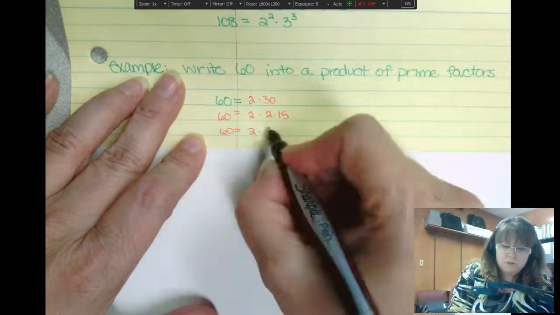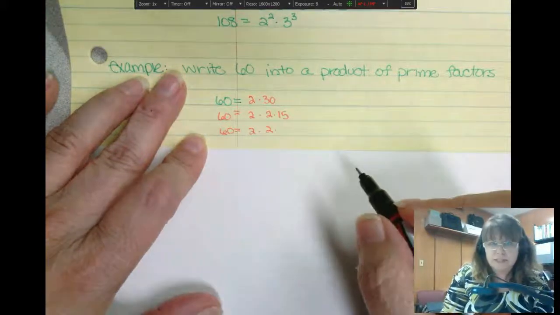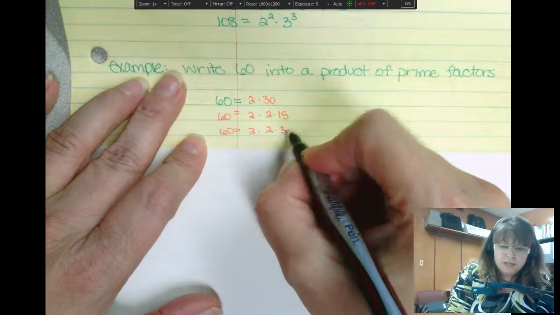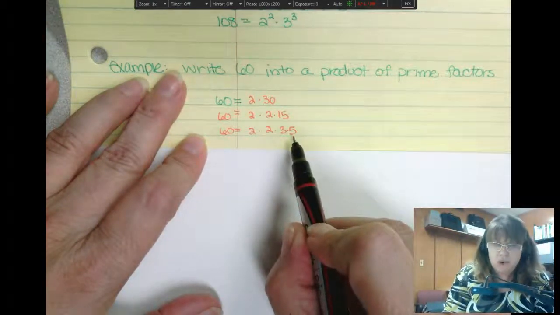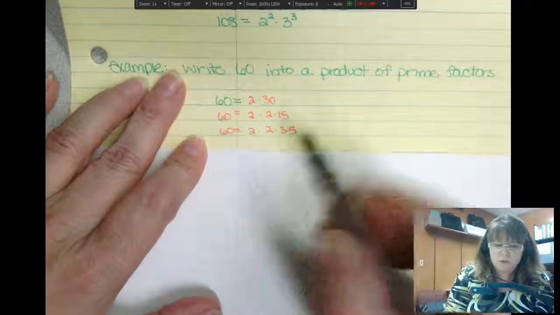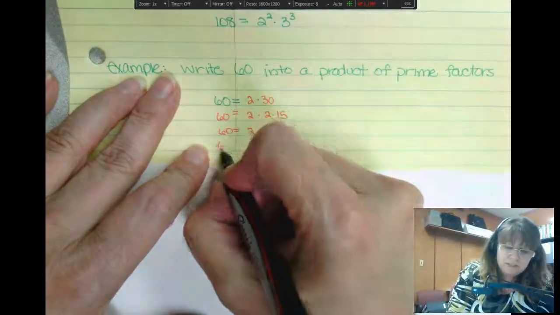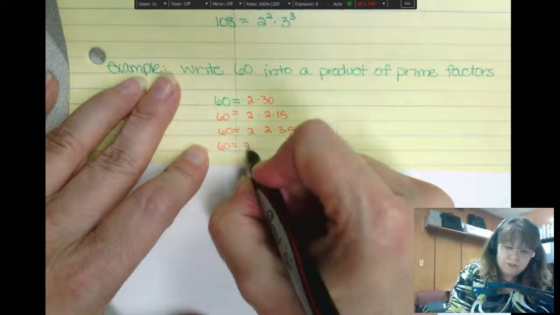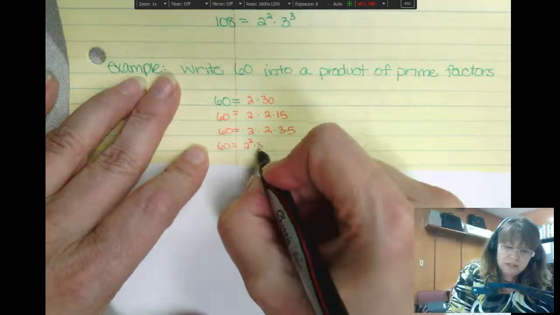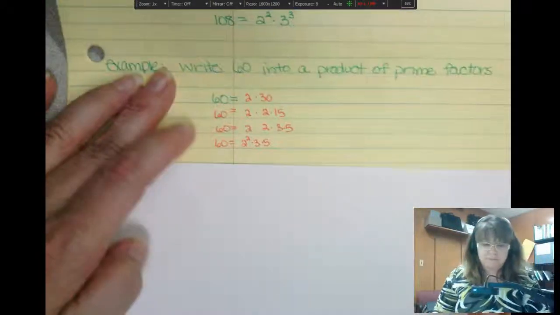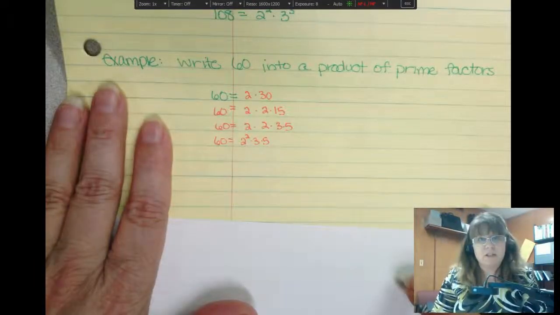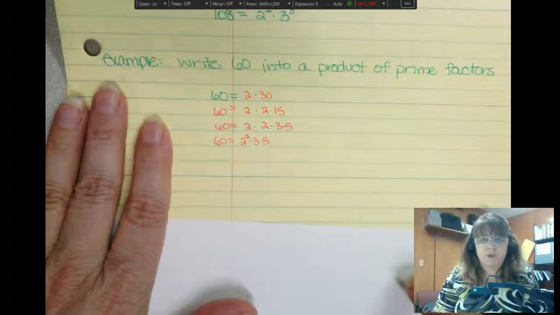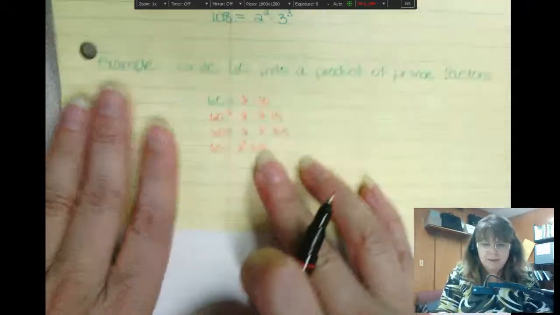So I have 2 times 2 times, what does 15 break down into? 3 times 5. 3 is prime, 5 is prime, likewise 2 and 2. So the prime factorization for 60 is 2 squared times 3 times 5. Now that's not the only way to break 60 down into its prime factors. I'll still end up with the same thing.